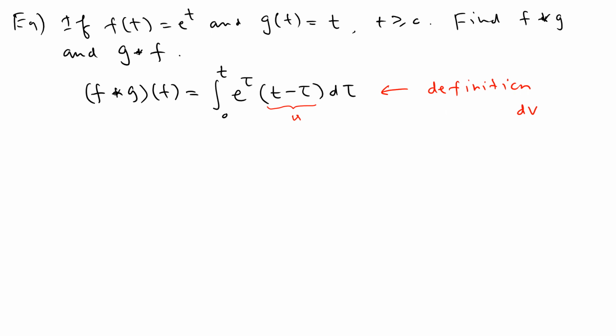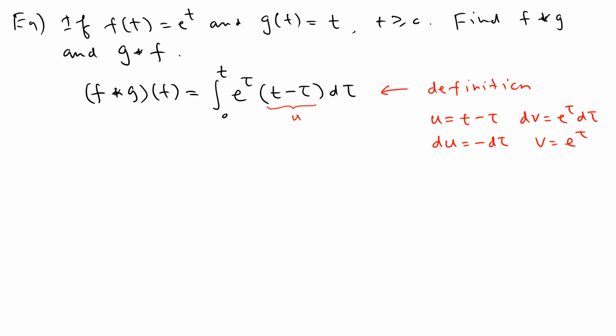Yeah. So let's write it like that. So u equals t minus tau, dv equals e^tau d tau. Remember, tau is a variable, so t is a constant now. So that means what will happen? du simply becomes minus d tau. v is e^tau. So we have all the four ingredients.